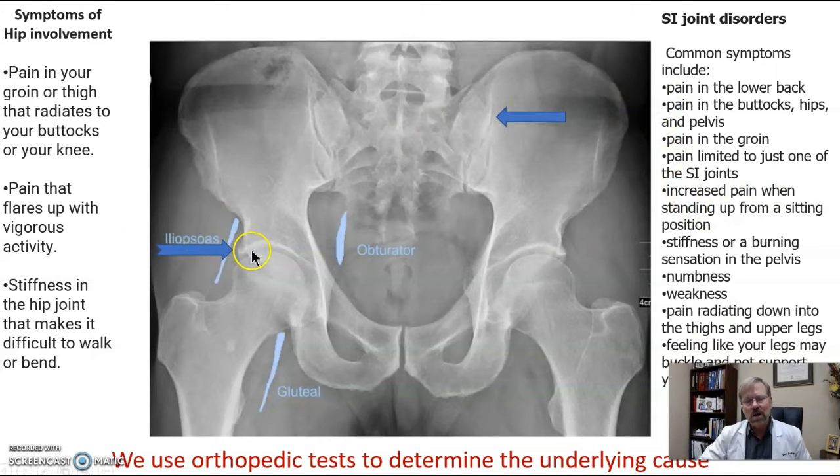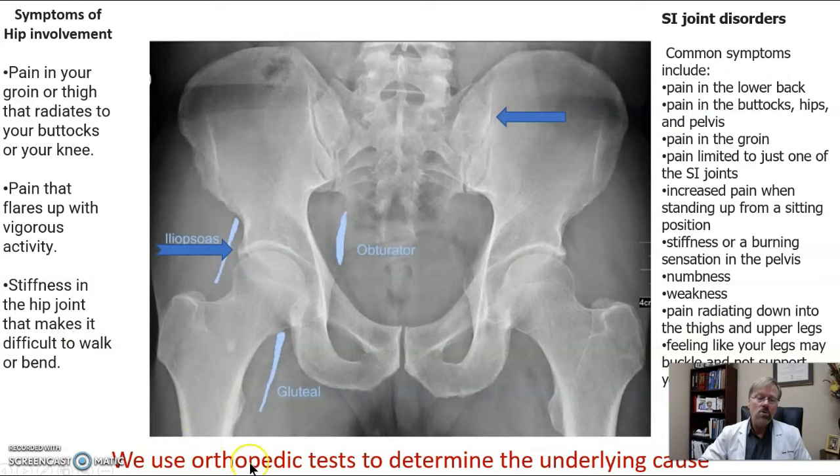Now, symptoms of actual hip pain. So when we say hip, we're looking at the acetabulum, and also we're looking at the femur head, right? So here's the femur head. It fits into that joint. When that joint wears thin, that can cause pain. But hip involvement might include pain in your groin or thigh, pain that radiates into your buttocks or your knee, pain that flares up with vigorous activity, stiffness in the hip joint that makes it difficult to walk or bend.